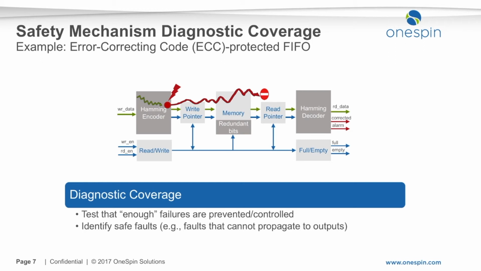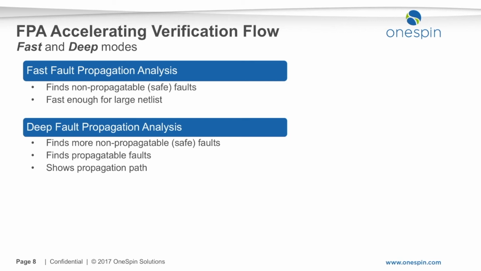On the other hand, if a fault can propagate through the circuit under certain input stimuli, this is noted as a dangerous fault. Looking at how the fault propagates can help improve the safety mechanism in the event that the target diagnostic coverage is not achieved. OneSpin's Fault Propagation App, or FPA, accelerates the diagnostic coverage verification flow. The app has two modes of operation, a fast mode and a deep mode. In general, fault simulators are used extensively for this task. By applying the fast and deep modes at different stages in the fault verification flow, we can dramatically reduce both simulation cycles and engineering effort. Let's look at this flow in detail.